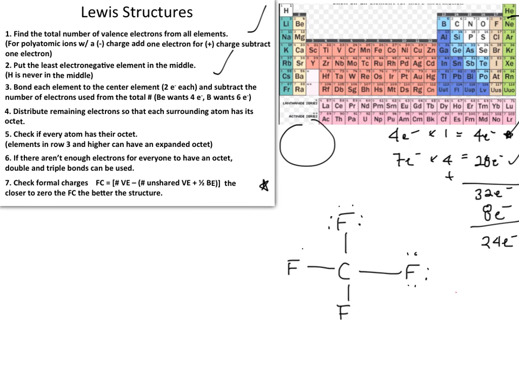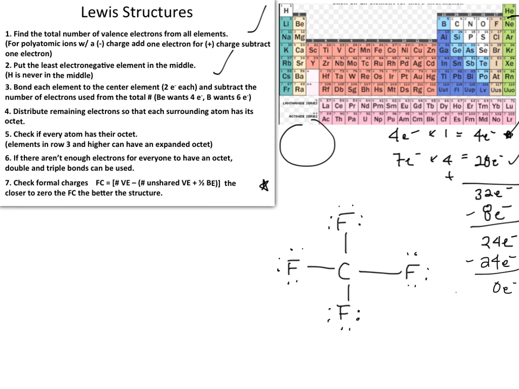Notice I'm using dots to represent the electrons that I'm distributing. Okay, so I've distributed 6 electrons to each of the 4 fluorines that are surrounding the central atom. 6 times 4 gives me a total of 24 electrons. Okay, 24 minus 24 is going to give me 0 electrons left over.